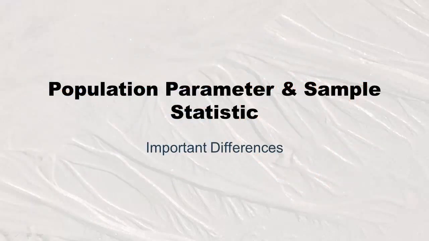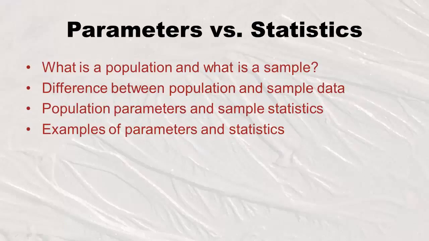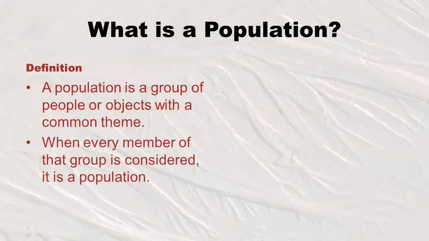Now we're going to move on to talk about what a population parameter is and what a sample statistic is. So we're going to go over first the definition of a population and the definition of a sample, so you're sure about what those mean. And we're going to talk about the data about a population and the data about a sample and how those are different. And then we're going to get into what I was just describing, parameters and statistics, and I'll give you a few examples. So let's start with what is a population.